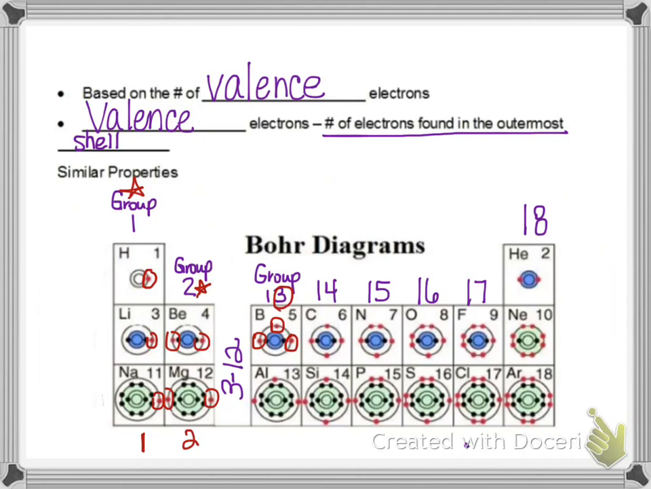Now, group 13 only has 3 valence electrons. The rule is when you get to groups 13 through 18, you subtract 10 from the group number, and that will give you the number of valence electrons. You can see at group 13, aluminum, atomic number 13, also has 3 on the valence shell.